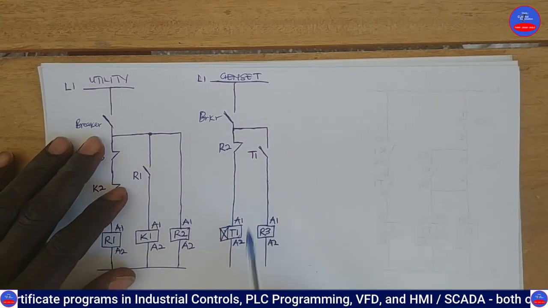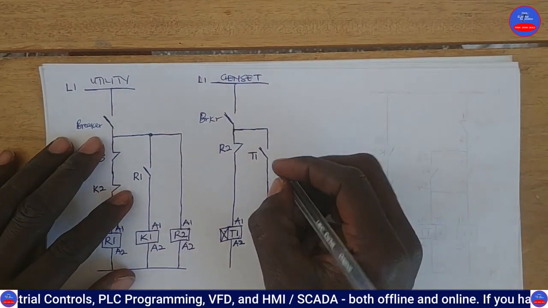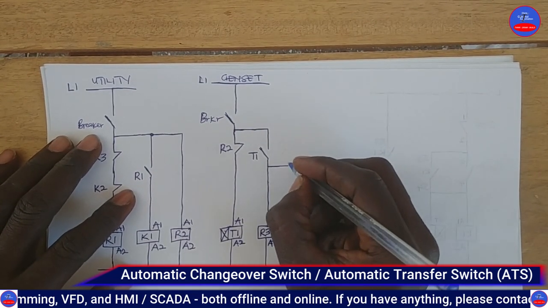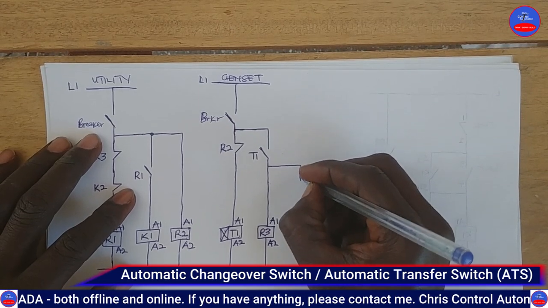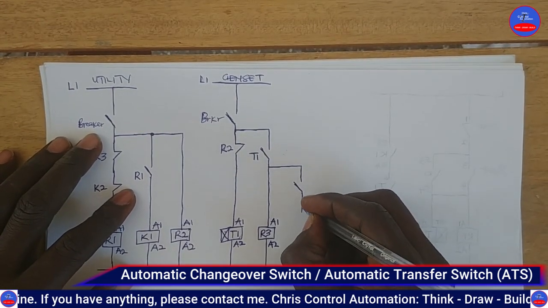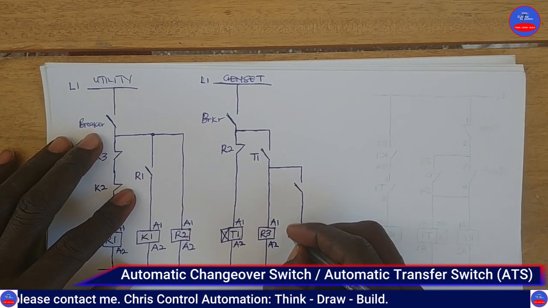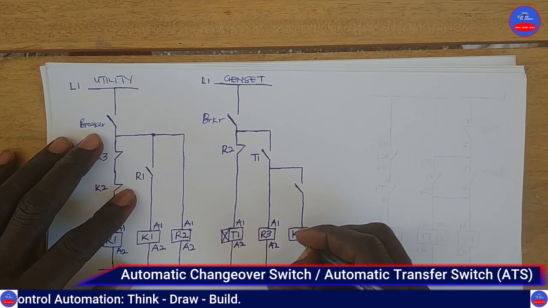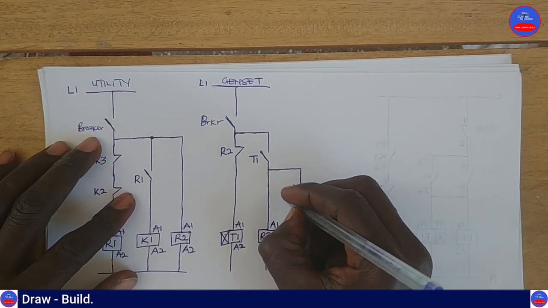Okay, so now, here, you see that? This is the timer contact, all right? And we also tap from this side, under the timer open contact here. Then that one will come to an open contact on this R3, and then it will go to the K2. Yes, so this is R3.